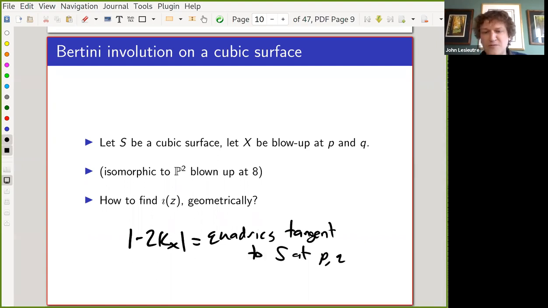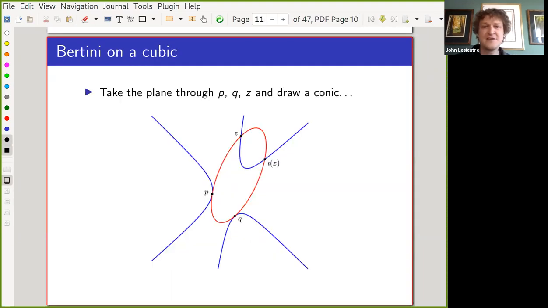All right, so what is the Bertini involution going to do to a point Z? Here's what it is. So I draw the plane that passes through P, Q, and Z, and I draw a conic that's tangent to the cubic. So the blue one is the cubic surface. I took a hyperplane section. The element of minus 2kx is a quadric surface that's tangent to the cubic at P and Q, and I want it to pass through Z.